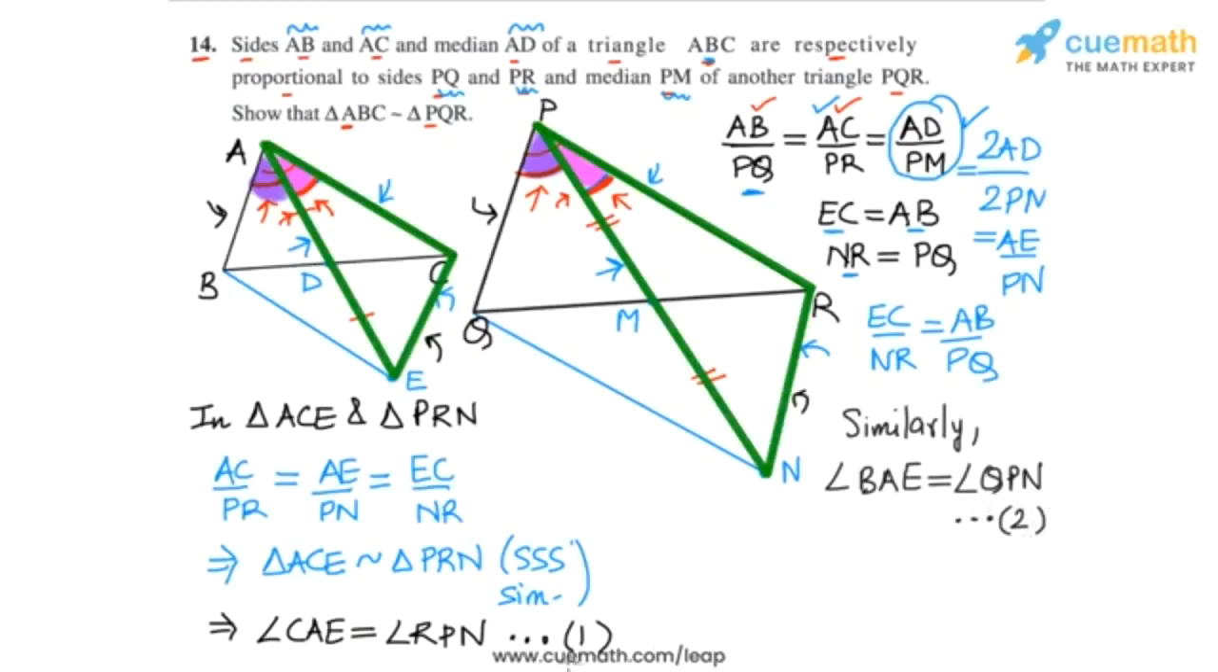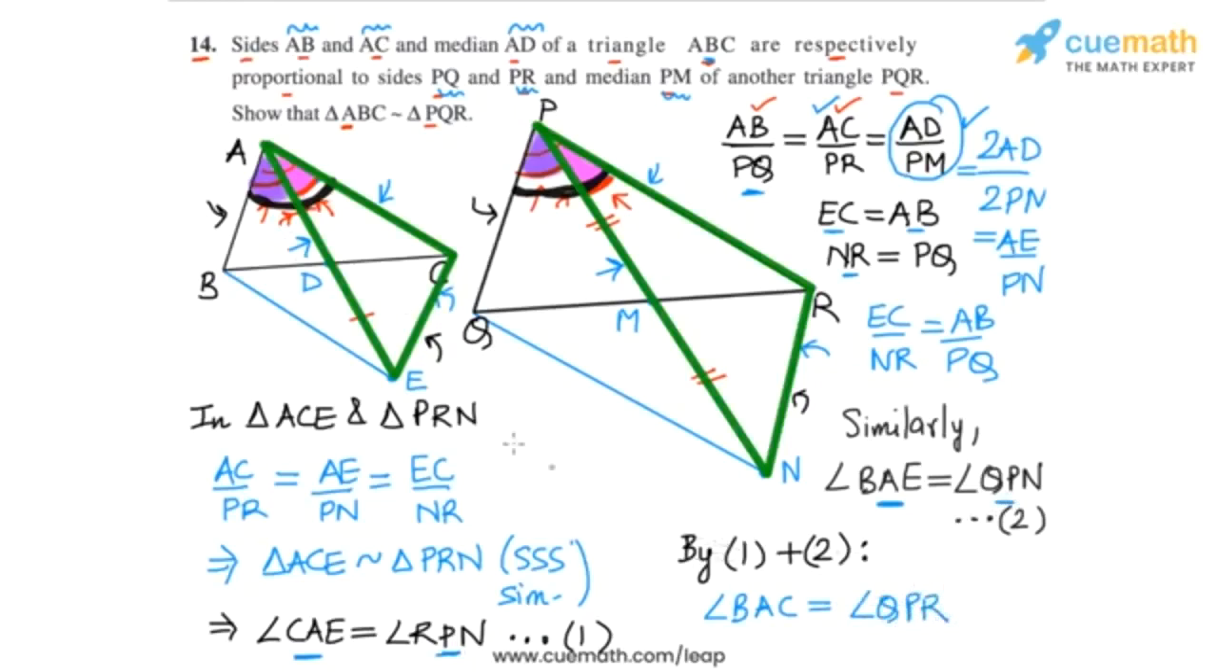And now what we'll do is we'll add these two equations, because what that will give us is that this whole angle BAC is equal to QPR, this whole angle. And this is what we really wanted to show, because we eventually have to show that triangle ABC and PQR are similar. So now we will add the two equations we have obtained. By 1 plus 2, we will get on the left side CAE plus BAE, that's angle BAC, and on the right side we have angle RPN plus angle QPN, that's angle QPR.